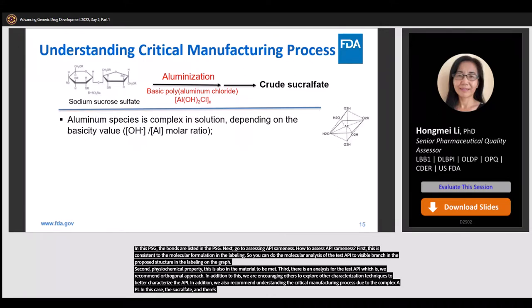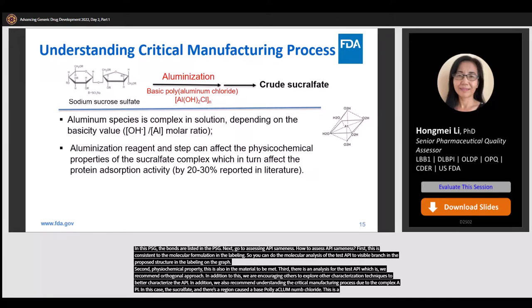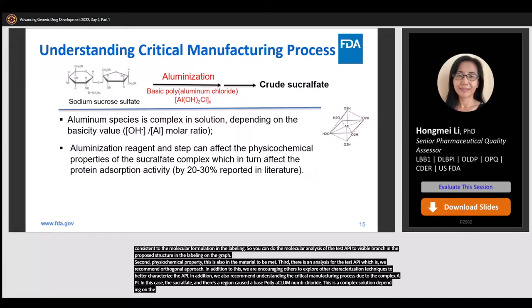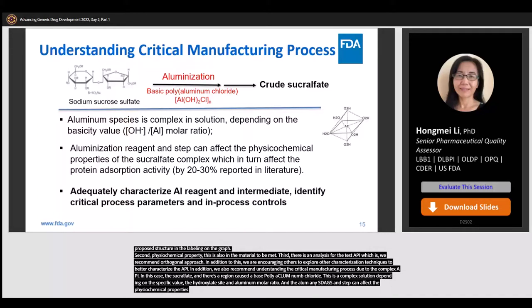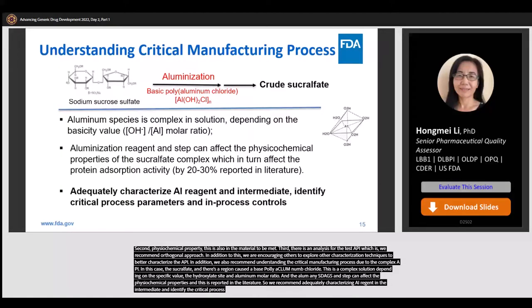However, the aluminum species or reagent used is a complex in solution, depending on the basicity value, hydroxyl to aluminum molar ratio. And the aluminum reagent and step can affect the physicochemical property of the sucralfate complex, which in turn affects the proton absorption activities. And this is reported in the literature. So we recommend adequately characterizing the aluminum reagent intermediate, identifying critical process parameters and process control, and evaluating the critical manufacturing steps for the sucralfate synthesis.